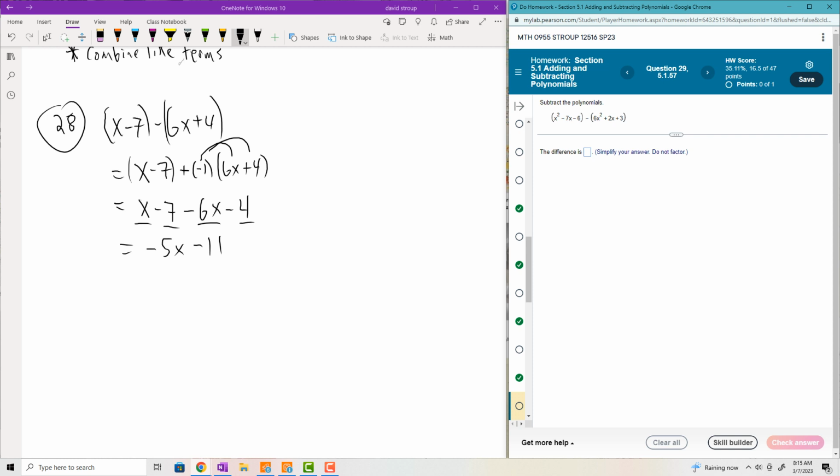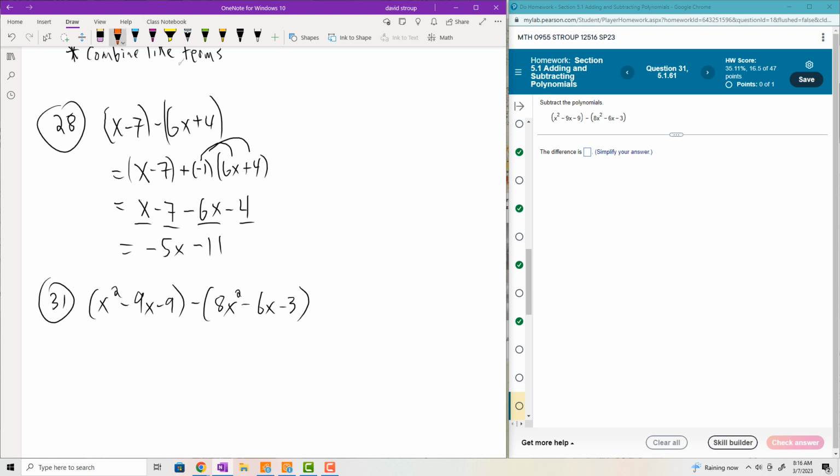Okay. So you just have one additional step. Let's skip that one and try the next. Okay, so problem 31. We have x squared minus 9x minus 9 minus x squared minus 6x minus 3. So you're distributing the negative.